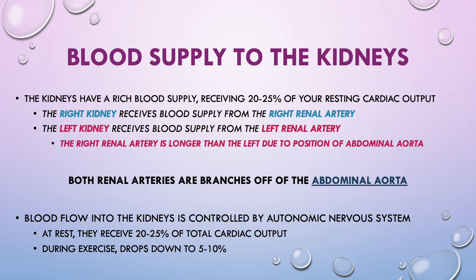So given the importance of our kidneys filtering our blood, during resting state we send 20 to 25% of our cardiac output to the kidneys. So the right kidney receives the blood from the right renal artery, right? And the left one, of course, gets it from the left renal artery.